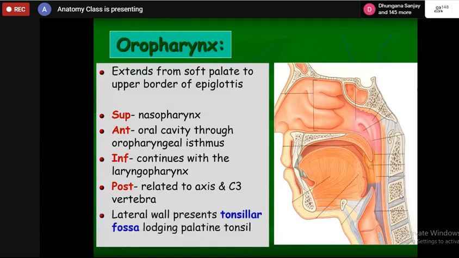Posteriorly, it is related with the C2 and C3 cervical vertebrae. Now see the lateral wall. The main important thing over here is the lateral wall. On the lateral wall, can you see the elevation? This one is known as the palatine tonsil. The palatine tonsil is present in the tonsillar fossa, which is present in the lateral wall of the oropharynx. Now we'll move on to the tonsillar fossa and how it is formed.